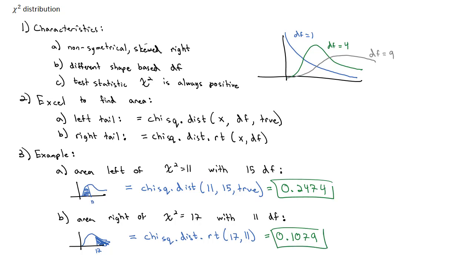So that's the chi-squared distribution. This is the distribution we're going to have to use when we test the variance or the standard deviation of a population.